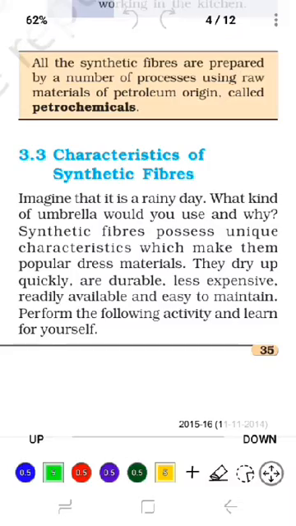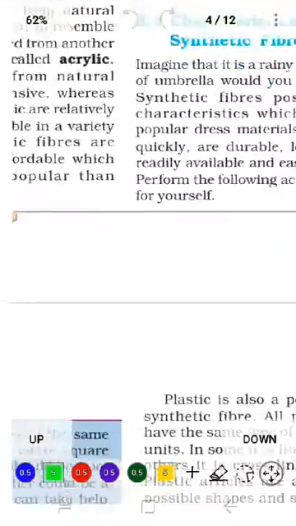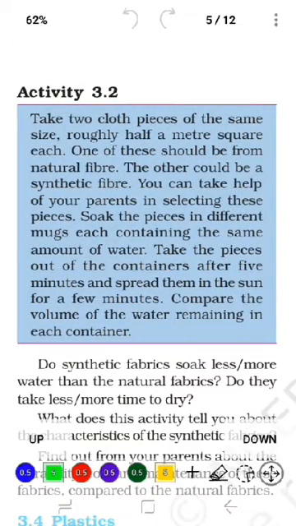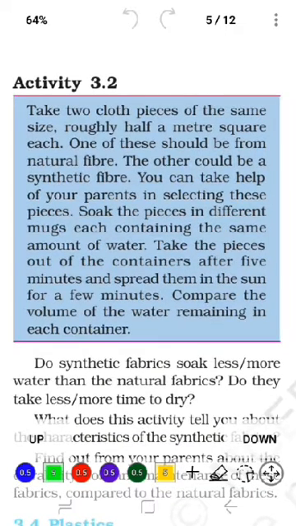Here one suggestion is marked to perform one activity. You can practice it under observation of your guardians, your parents. Take two cloth pieces of same size, roughly half a meter square each. One of these should be from natural fiber and another should be from synthetic fiber. You can take the help of your parents while identifying these cloths, which is made of synthetic fiber and which is made of natural fiber. Now, soak the pieces in different mugs, each containing the same amount of water.